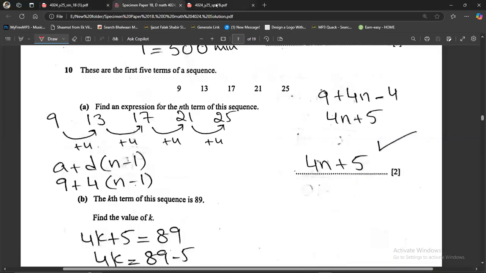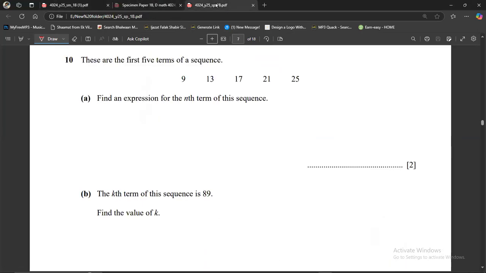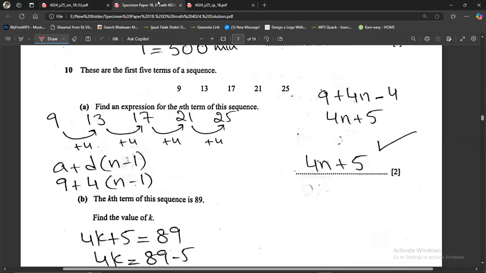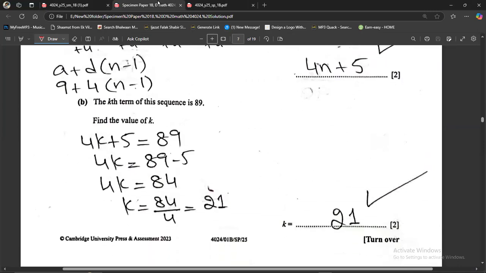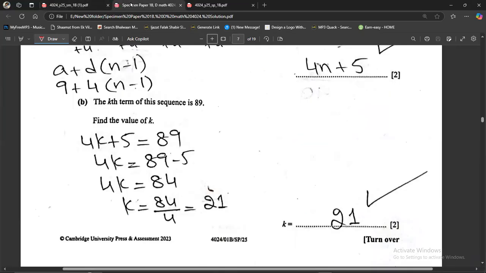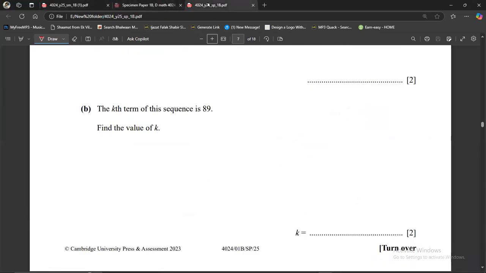The next question is question number 10, part b. It says the kth term of this sequence is 89. Find the value of k. In this formula, I will make the expression equal to 89. So 4k plus 5 equals 89. So 4k equals 89 minus 5, so 4k equals 84, and k equals 84 divided by 4. The value of k is 21. My answer is right. I hope you understand.